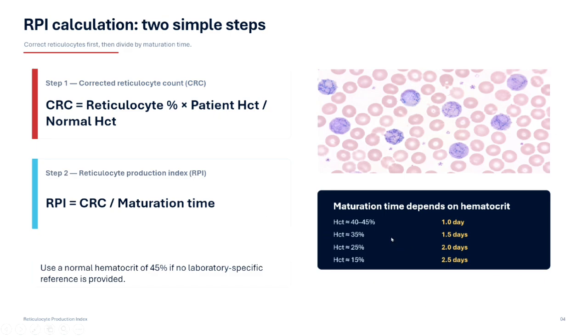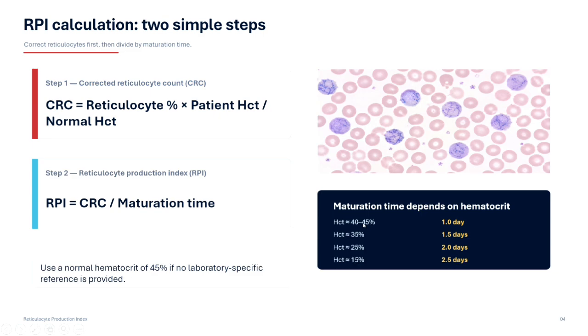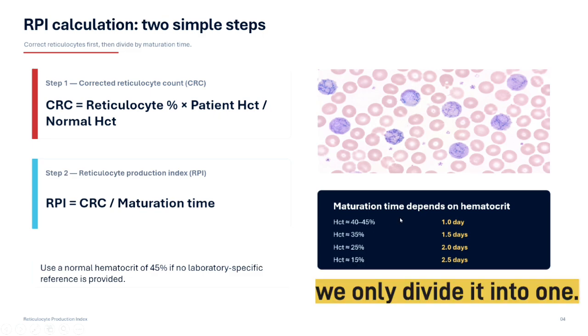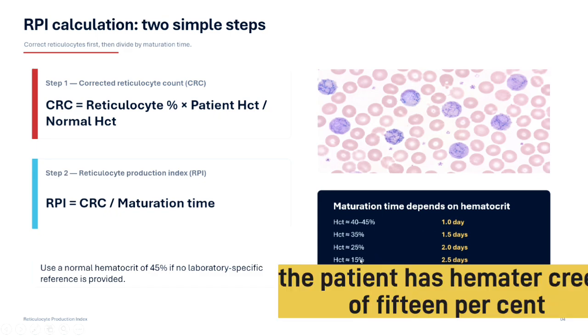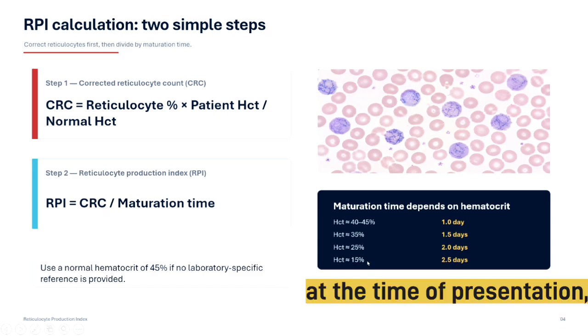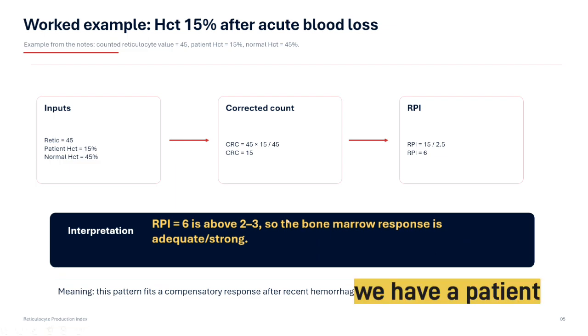For example, if the patient has a hematocrit of 40 to 45% at the time of presentation, we only divide it by 1. But if the patient has a hematocrit of 15% at the time of presentation, we should divide the CRC by 2.5.